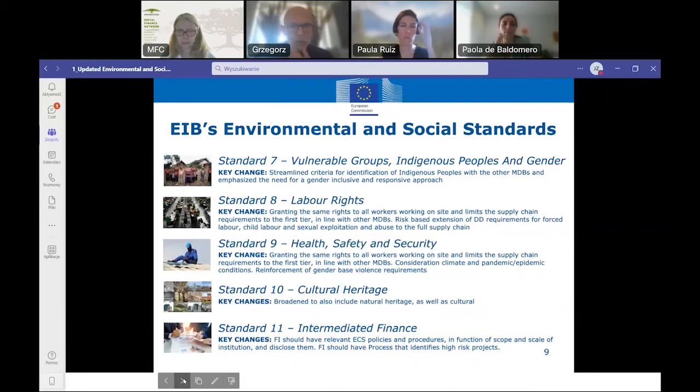So standard 7 basically proposes an approach for when vulnerable groups and indigenous communities are affected by a project, how the impacts can be properly assessed and what the best solutions are to bring to the indigenous communities, for example. Then standards 8 and 9 do apply to financial intermediaries, to the intermediary itself. The intermediary has to ensure that proper labor rights are respected and given to their own employees. And standard 9 is that proper health, safety and security work conditions are in place for their own employees.